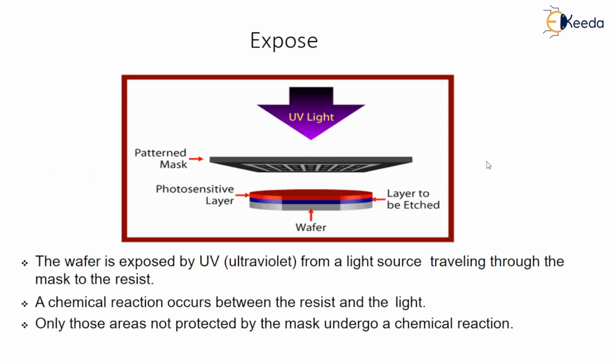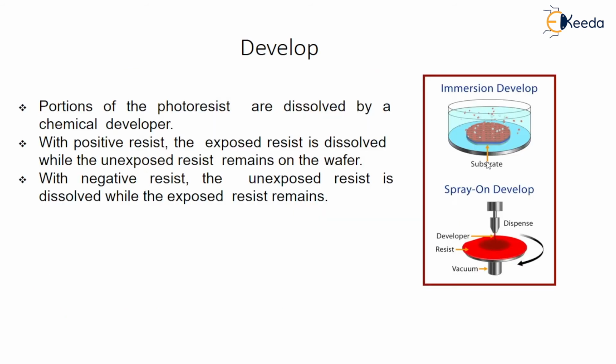Expose. When the wafer is exposed to a UV, ultraviolet, light source, the light travels through a mask to the resist. The chemical reaction occurs between the resist and the light. Only those areas not protected by the mask undergo chemical reaction.